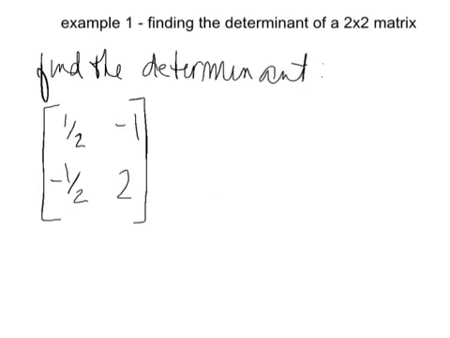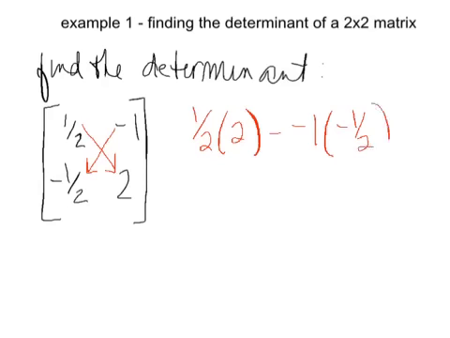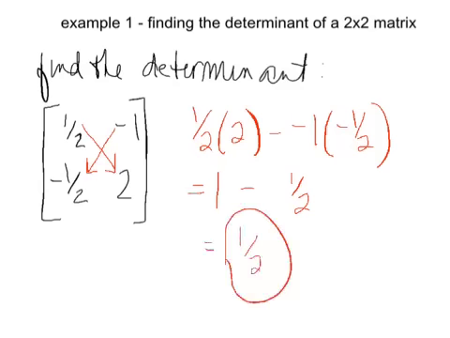Let's try another one. Find the determinant. Again, top to bottom, left to right. So, the difference of the products of the diagonals: 1/2 times 2 is 1. Negative 1 times negative 1/2 is positive 1/2. So 1 minus 1/2 equals 1/2. The determinant is 1/2.